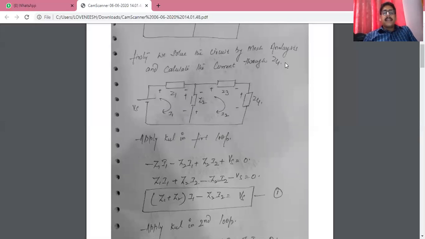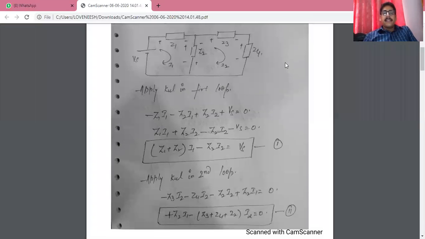In the same way, I can apply the KVL in the second loop. When I apply the same KVL in the second loop by taking all the sign conventions, you get an equation that is Z2 I1 minus (Z2 plus Z3 plus Z4) I2 is equal to 0. So we have two equations according to the mesh analysis, that is equation number 1 and equation number 2. Now I can solve equation number 1 and equation number 2 by using Cramer's rule.